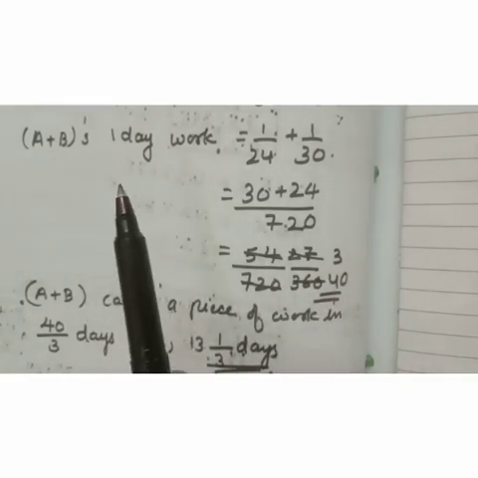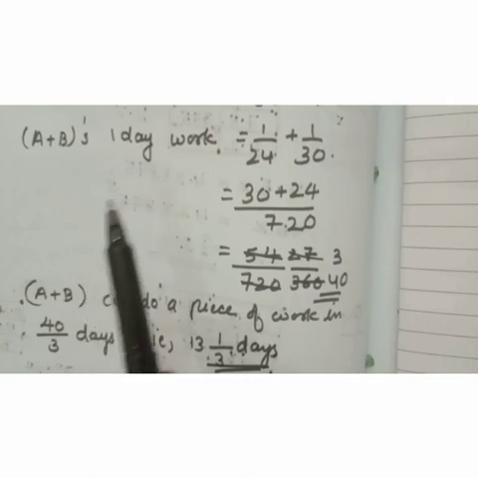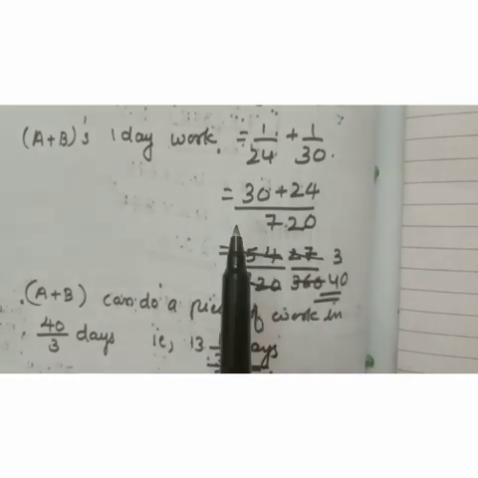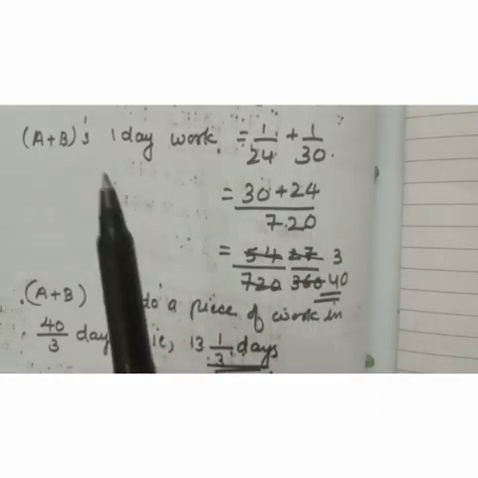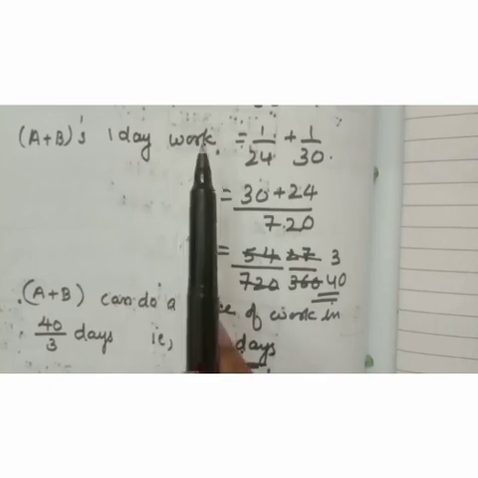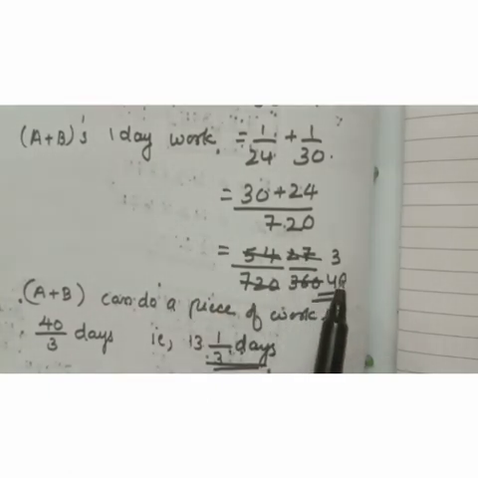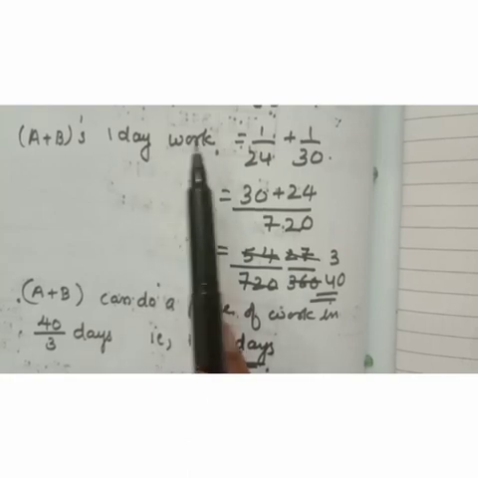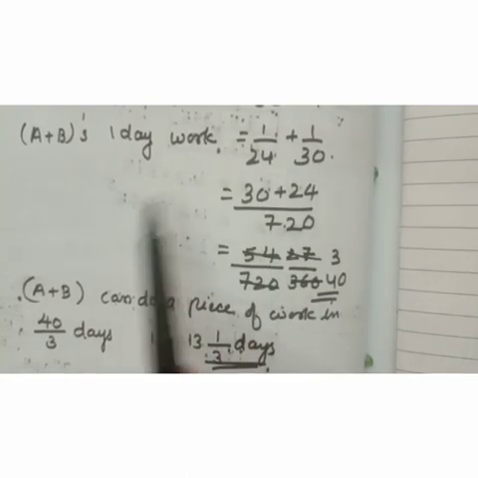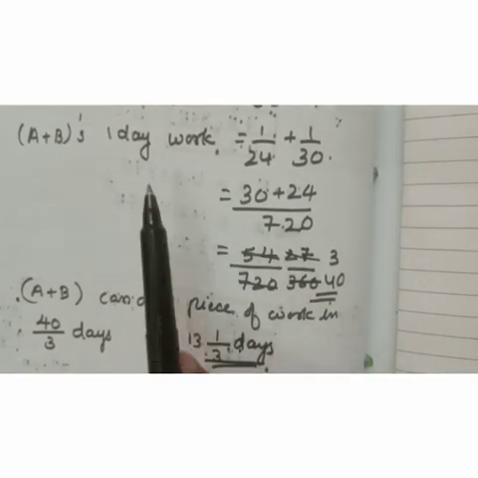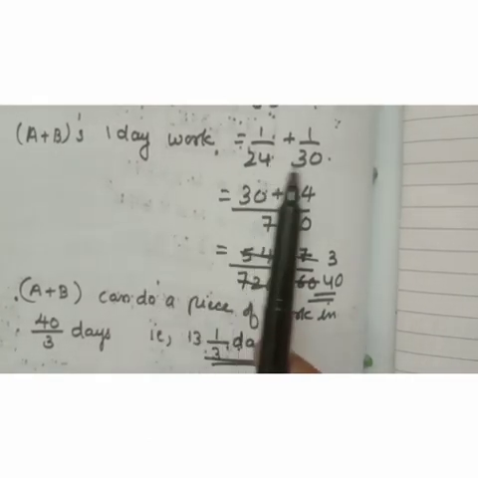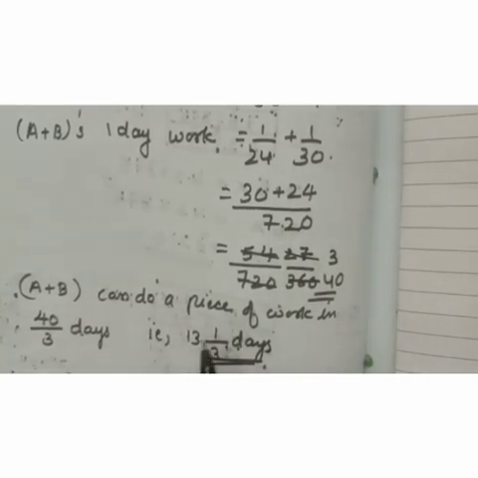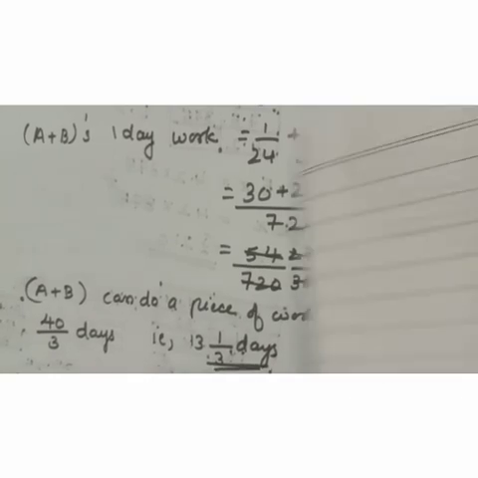Then you will get how many days are needed. If you want days, you can multiply, otherwise you can take the reciprocal, then you will get how many days. See, A plus B is 1 day work. 1 day work is 3 by 40 work. 40 will go there, then 40 days work. That is 3 work. 3 will come down. Then 40 by 3 days are needed for 1 work. 40 by 3 days. That means 13 and 1 by 3 days.